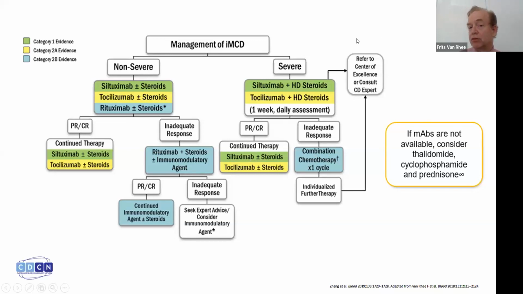If you do see somebody with very severe disease, we usually recommend to get in touch with somebody who's seen this before. And on our Castleman Disease Collaborative Network, one can find a list of physicians who are willing to advise. Then the Chinese have published some options when monoclonal antibodies are not available, particularly thalidomide, cyclophosphamide, and prednisone, but also bortezomib and Cytoxan and dexamethasone. So there are other options available if antibodies are not available.